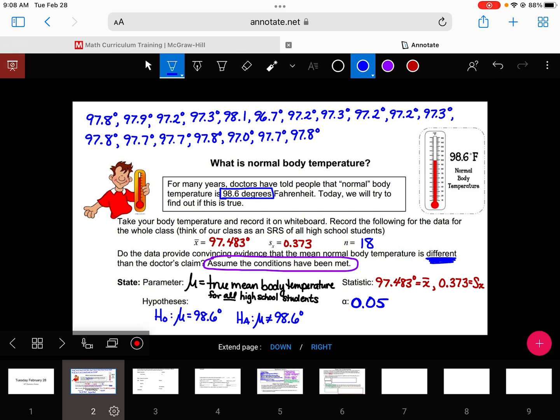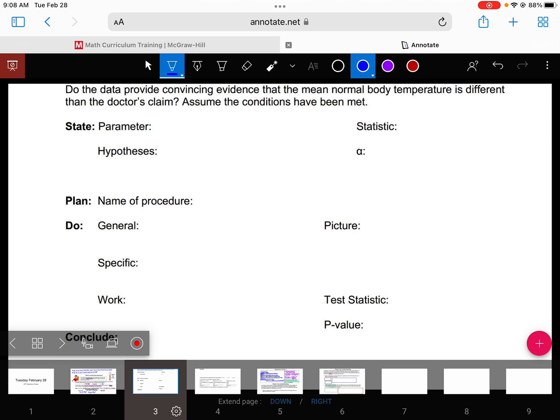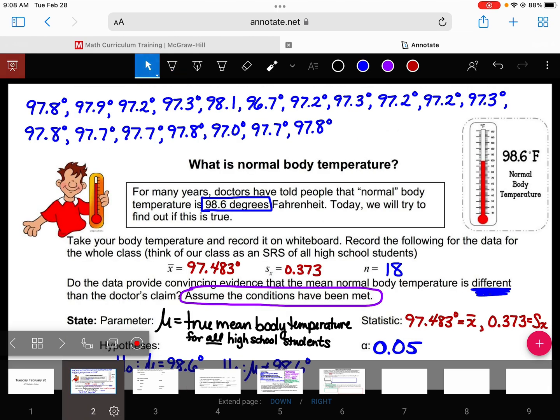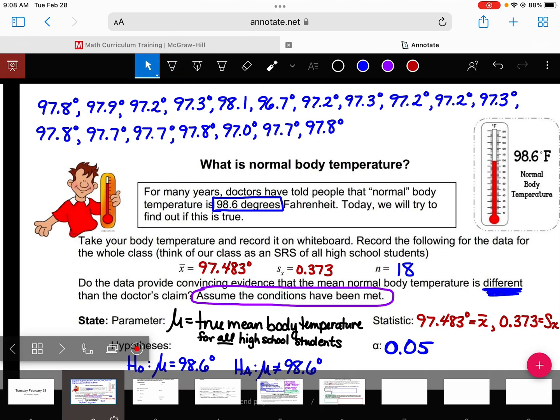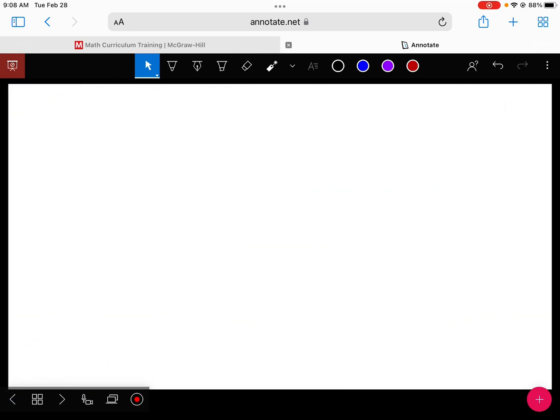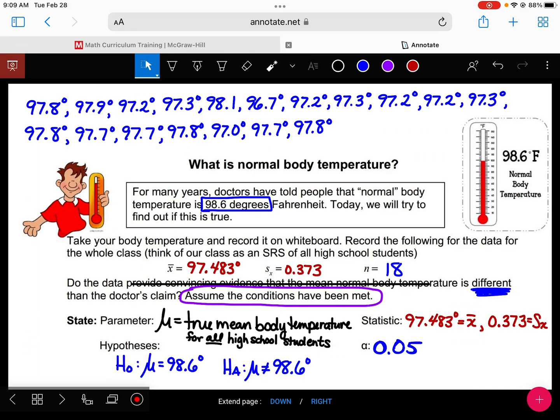All right. Let me grab these pieces so that we have those on the next screen. Sorry. There we go.